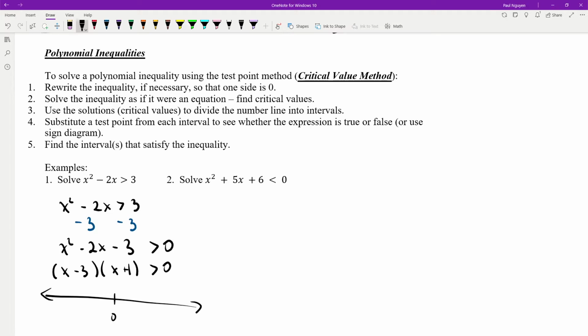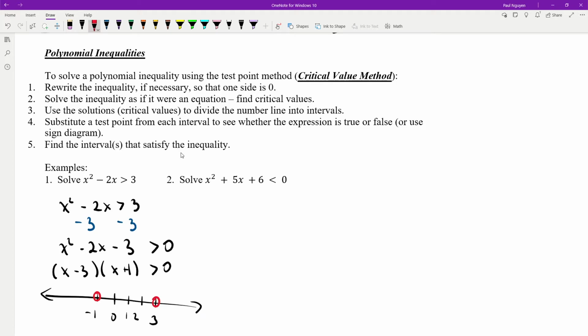So here's 0, here's -1, here's 1, 2, and 3. So I know for sure that -1 is not going to be included in the solution set because at -1, this factor here will be equal to 0. So the whole thing will be equal to 0, but 0 is not greater than 0. So I know that at -1 there will be a hole, and at +3, there's a hole.